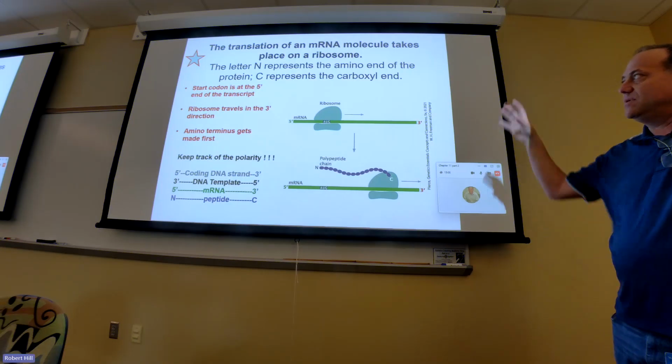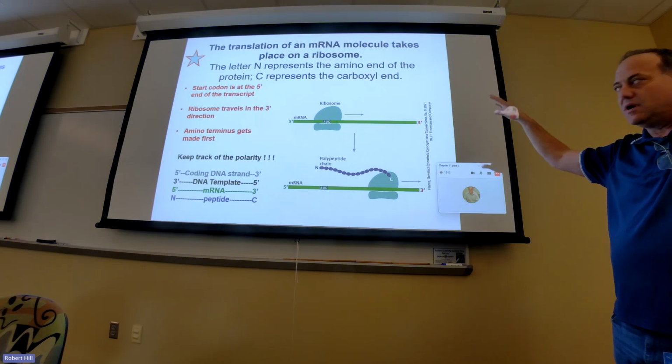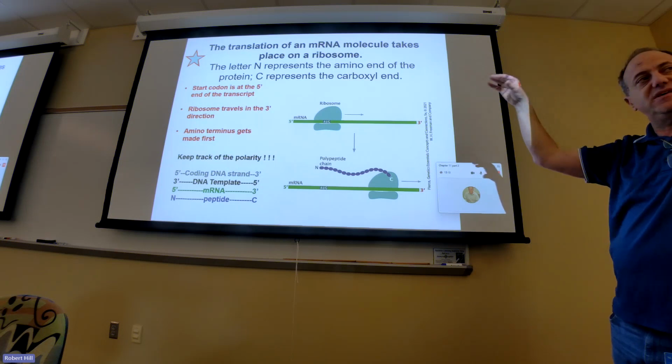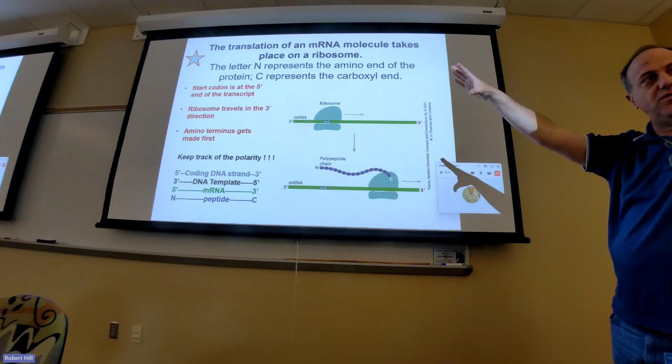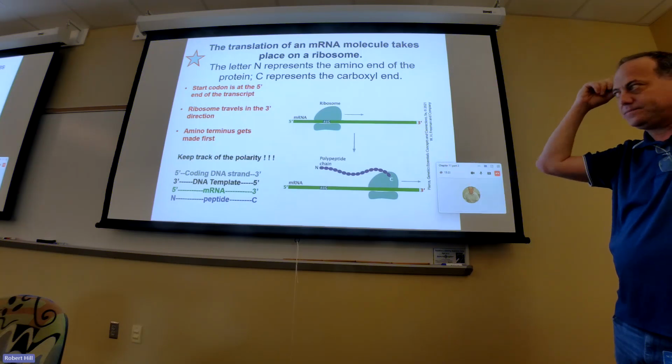That ribosome is going to move towards the 3' end as it's building the protein. And as the protein is coming out of it, it's the amino terminus that's coming out first, and the carboxy end, which is being built. Okay.